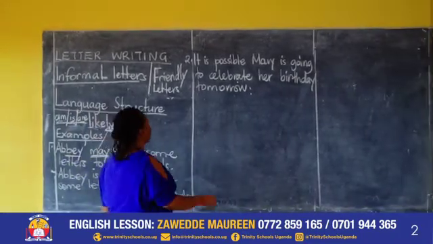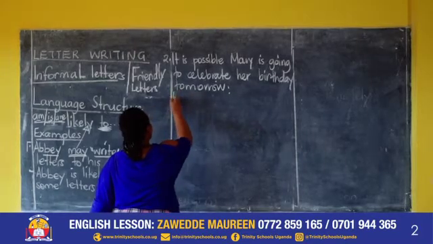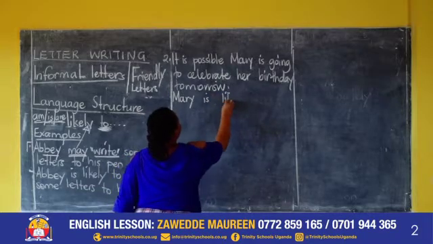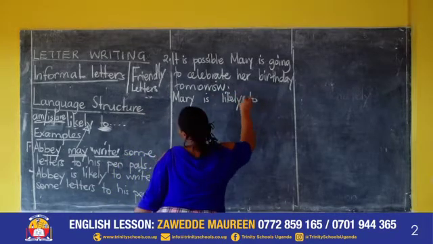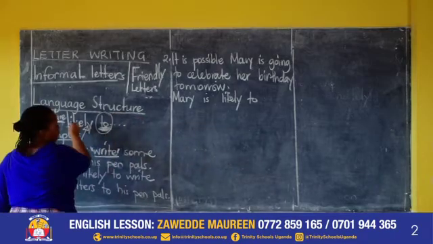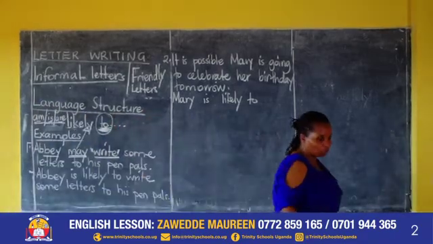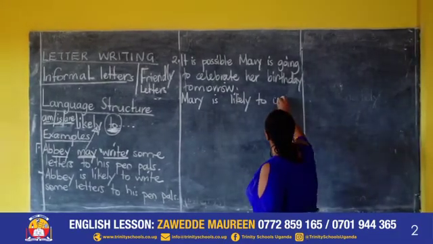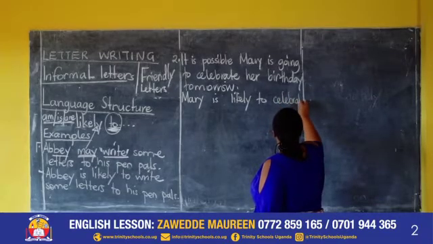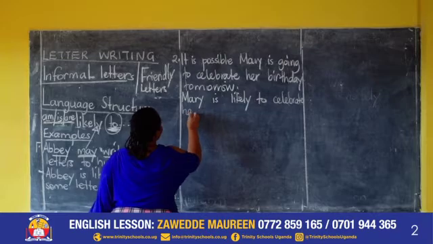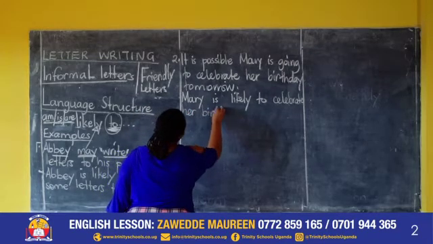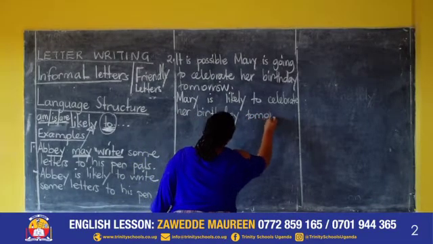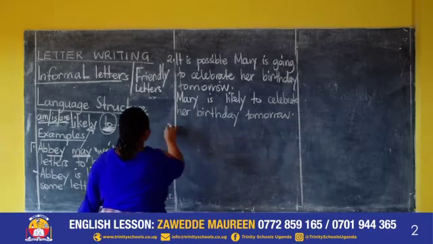We begin with the subject, and the subject is the doer. We say Mary is likely to. This word to goes hand in hand with the likely. So you have to say, Mary is likely to do what? To celebrate her birthday tomorrow. Mary is likely to celebrate her birthday tomorrow.